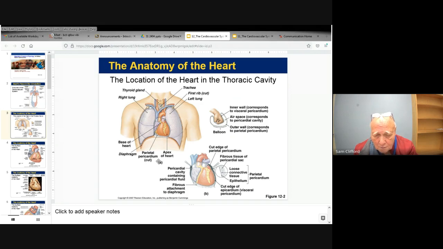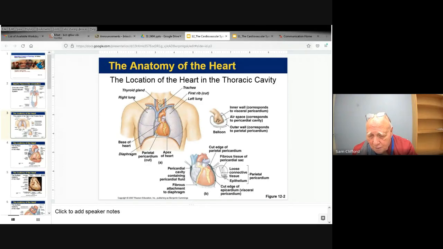The heart has a parietal pericardium. That's the outside covering of the heart. So here we have the parietal pericardium, then loose connective tissue, and then the visceral pericardium. There are two layers of the pericardium: the parietal, then a little sac area, and then you go to the visceral pericardium.